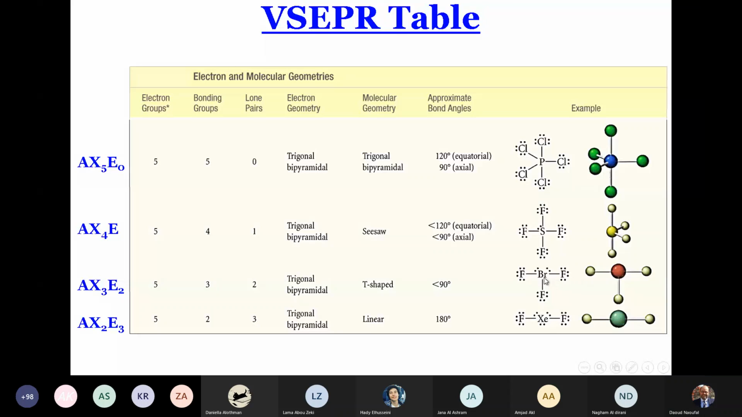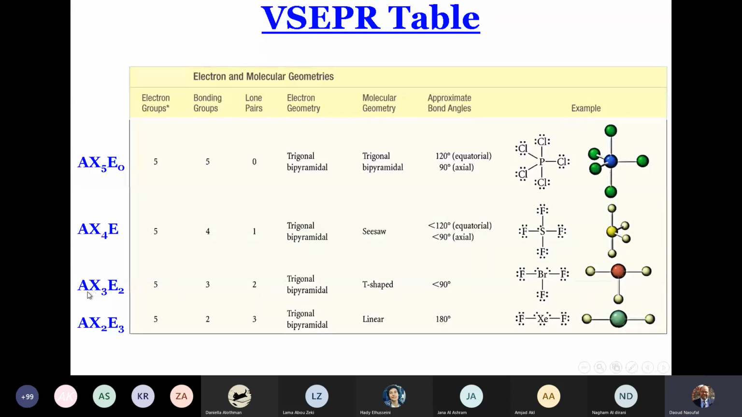BrF3. BrF3, we write Lewis. We obtain the form AX3E2. AX3E2. So EP equal 5, BP equal 3, and NBP equal 2.